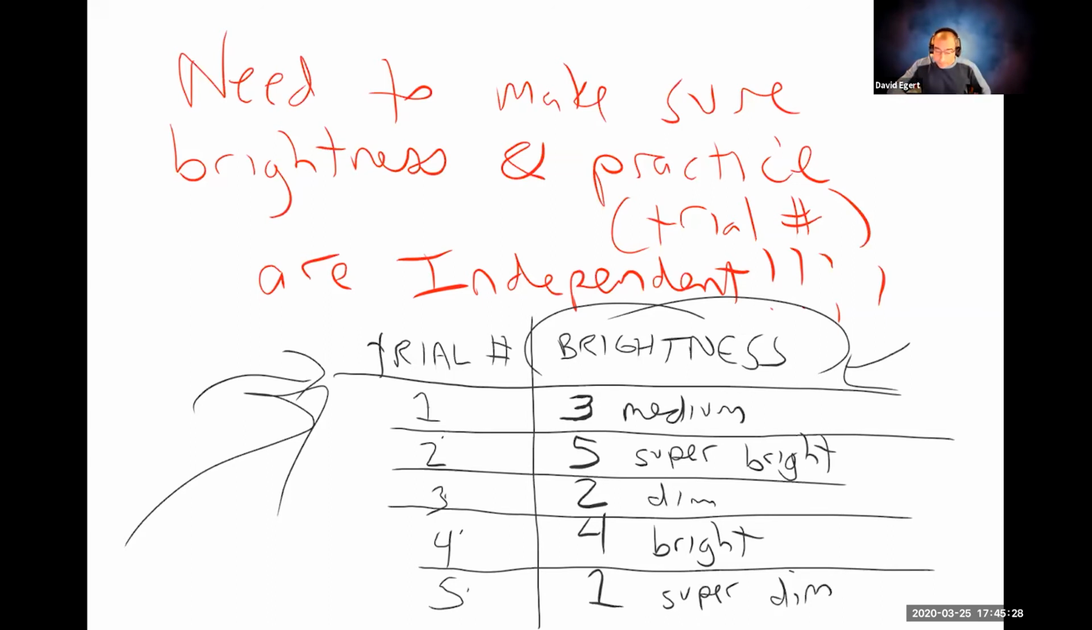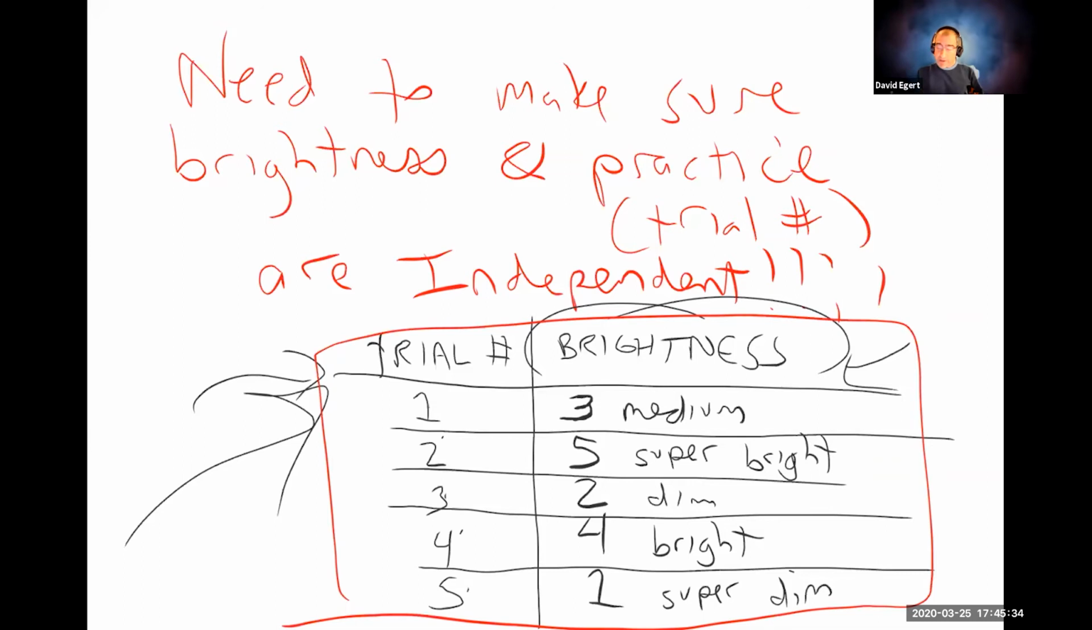So you should write this down right now, because when you're making your protocols in a few moments, you need to make sure part of your protocol is this specific brightness for each trial, because that's what your data is going to be reflecting.